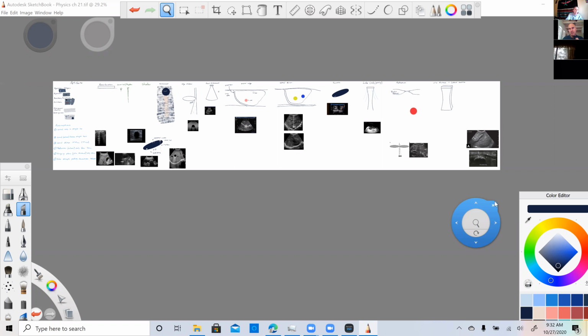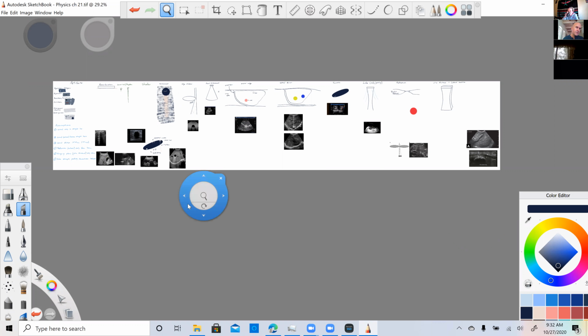I wanted to resume chapter 21. I've got some more images. This is based on the lecture from yesterday. No, last week. Whenever we started this, I'm so confused.